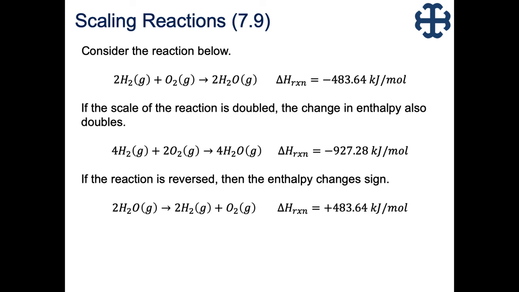If we were to run the reverse reaction, so if we were to start with water and split water into H2 and O2, so this is just the reverse of our first reaction up there, what happens is we actually get a reversal of our sign here. You'll notice the number is the same, the 483.64, but now this reaction, instead of being exothermic, is endothermic with a positive delta H. Okay? So I just wanted to orient you on those, to make sure we have an understanding of how enthalpy changes based on the scale or the direction of our reaction.